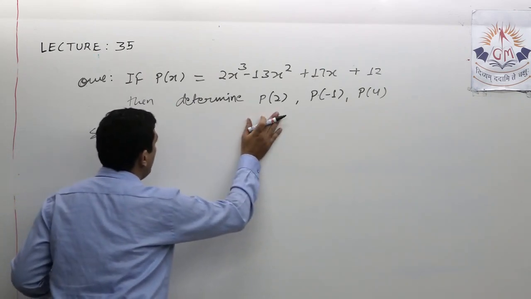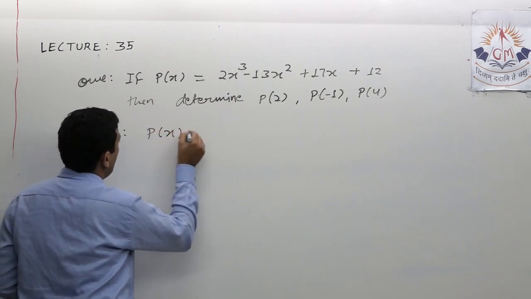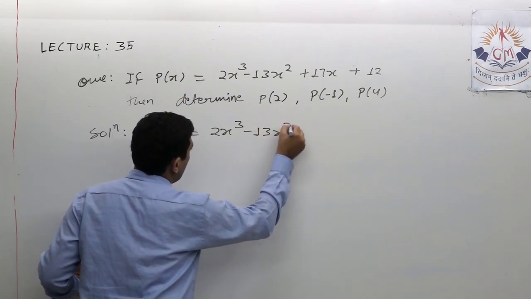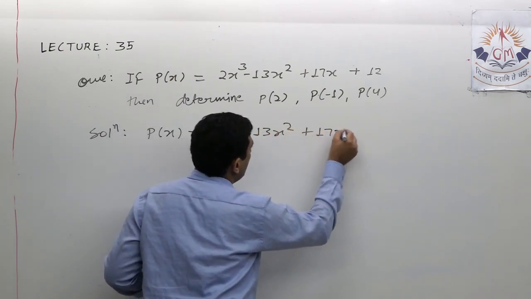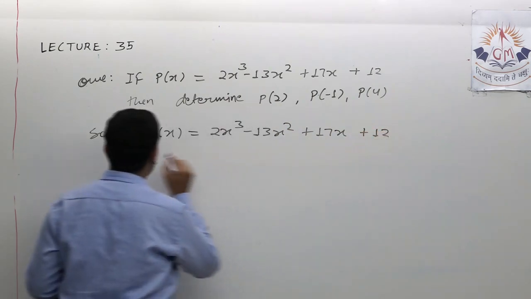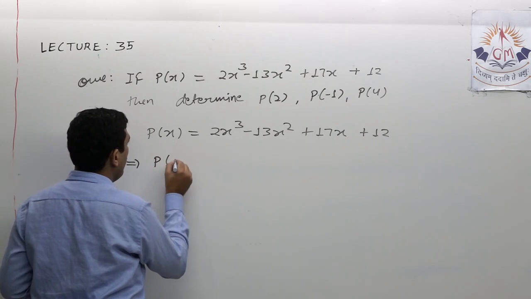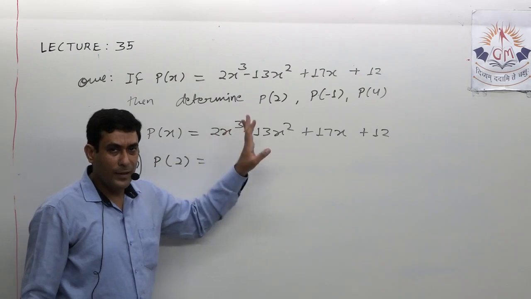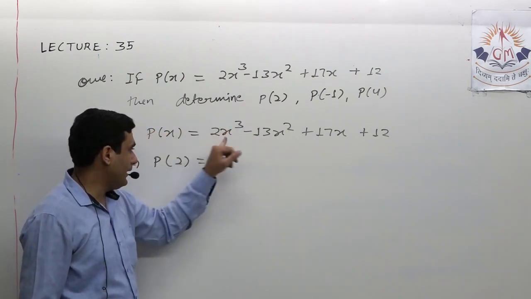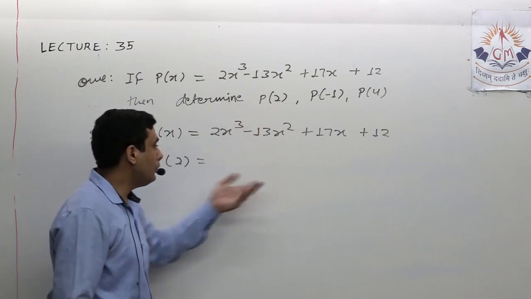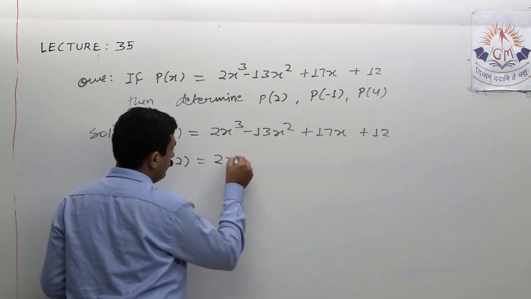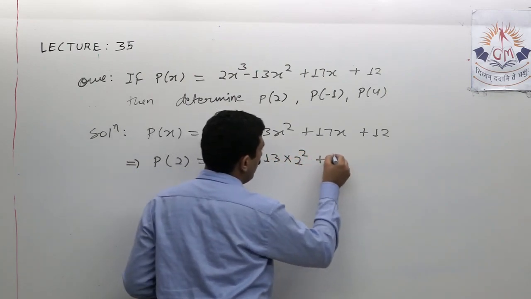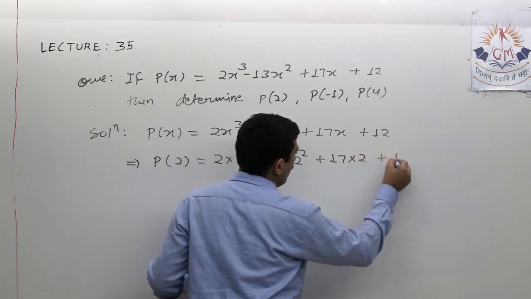So first of all, we'll obtain p of 2. We have p of x is equal to 2x cube minus 13x square plus 17x plus 12. Therefore p of 2, now how to find p of 2? What we have to do, we have to replace x by 2. Wherever I get x, I will put 2 at the place of x. So 2 into 2 cube minus 13 into 2 square plus 17 into 2 plus 12.